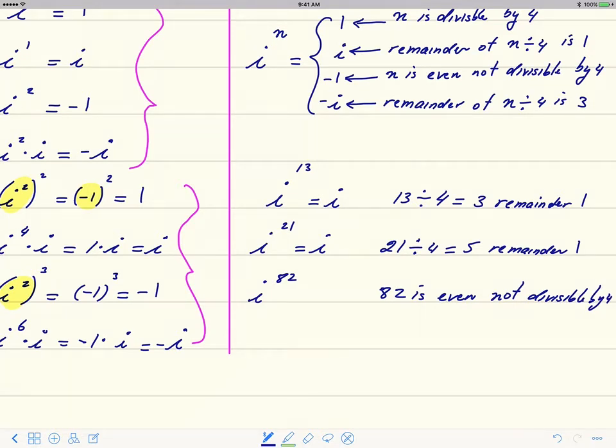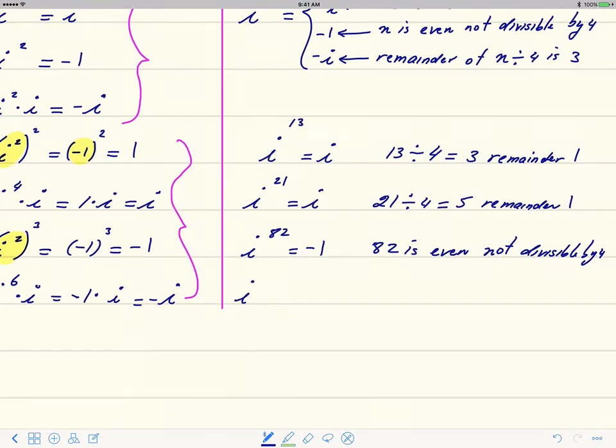So according to the rule, the answer is going to be negative 1. Let's take i to the power of 76, or better example, i to the power of 67. So if it's odd, we divide 67 by 4. We get, let's see, 16 with a remainder of 3. So when the remainder is 3, the answer is negative i.